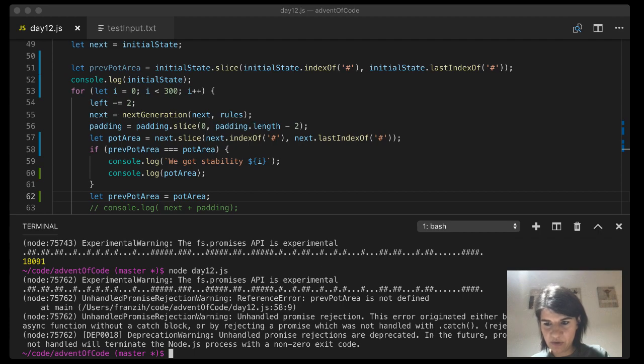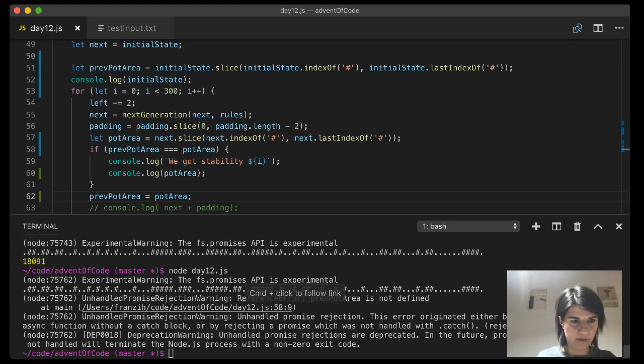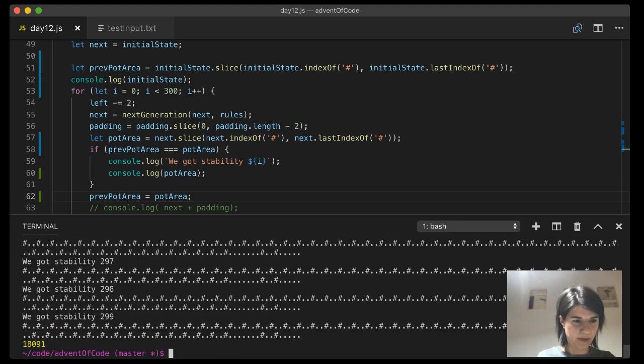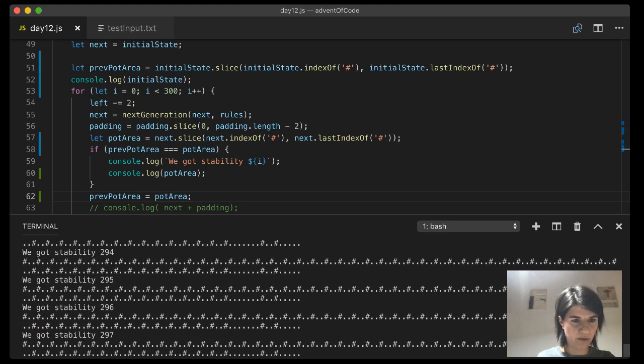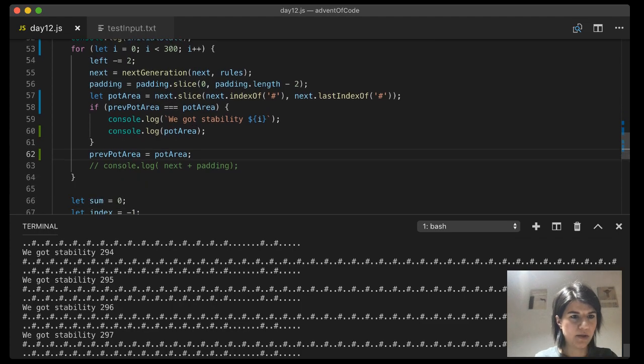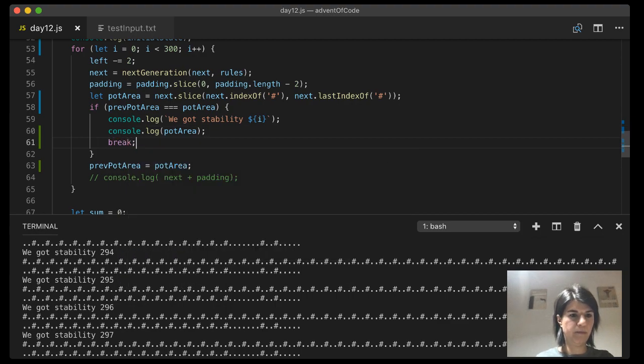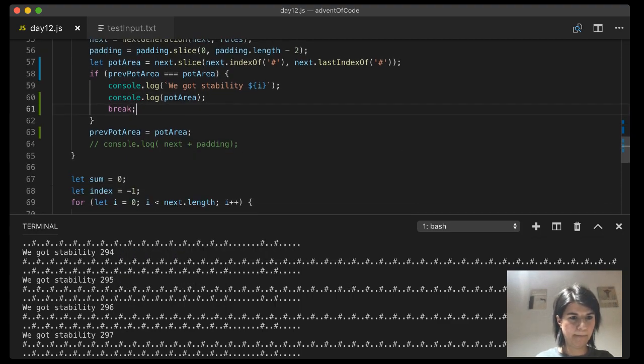Yeah, you need 2 copies inside the for loops. Yeah, that's what I'm trying to do. I was just forgetting to reset it. And now I have previous pod area, is that previous pod area. Okay, we got stability a bunch of times. So if we have stability, then we want to break out of the for loop.